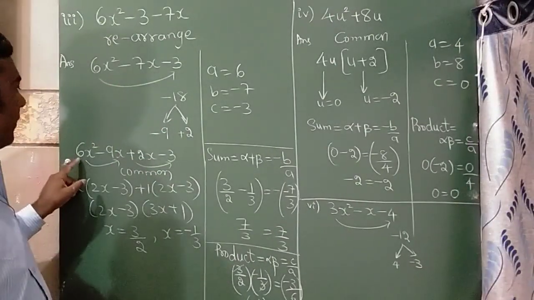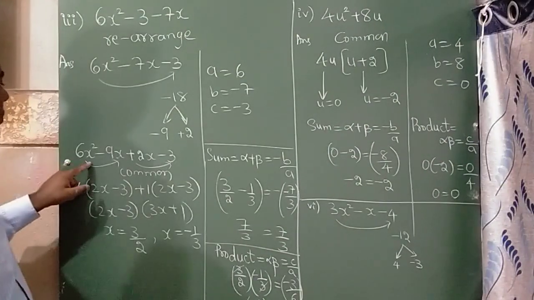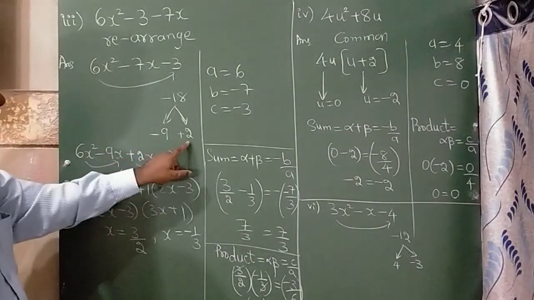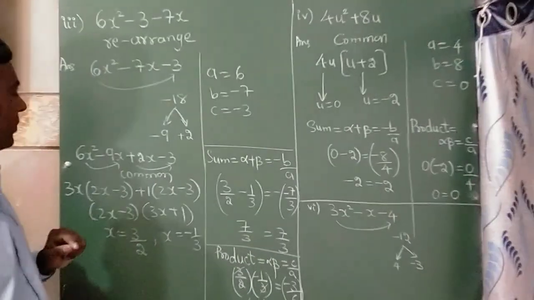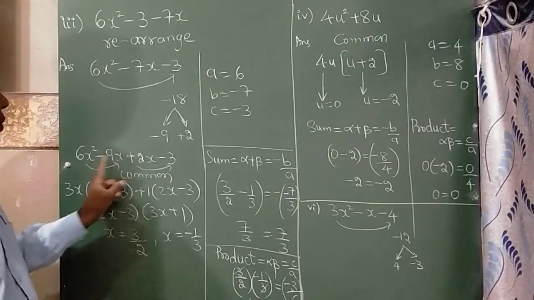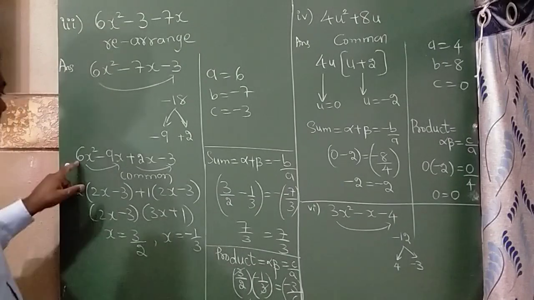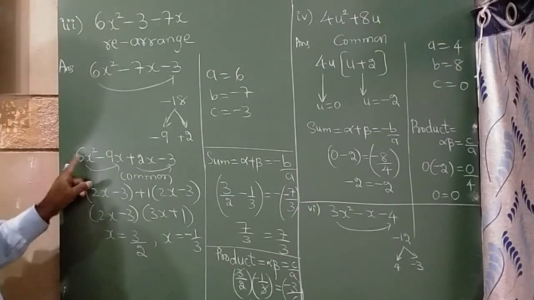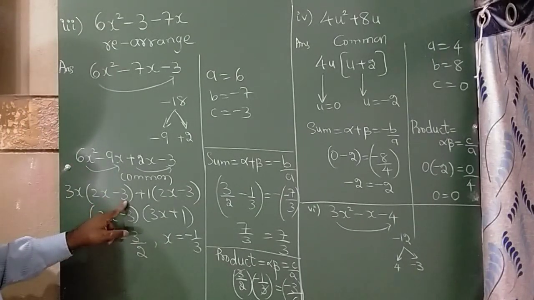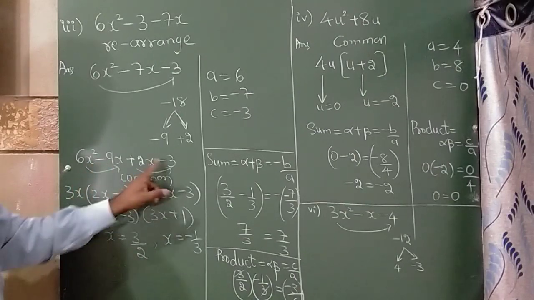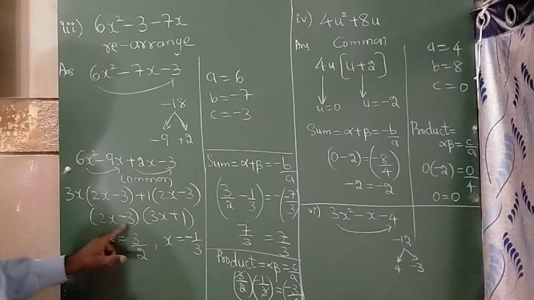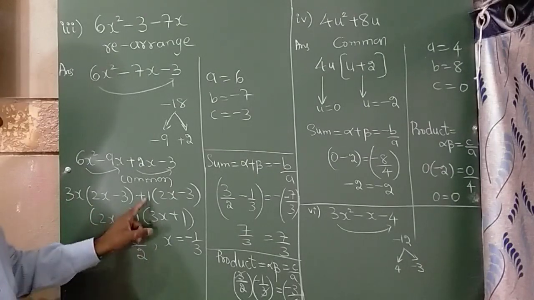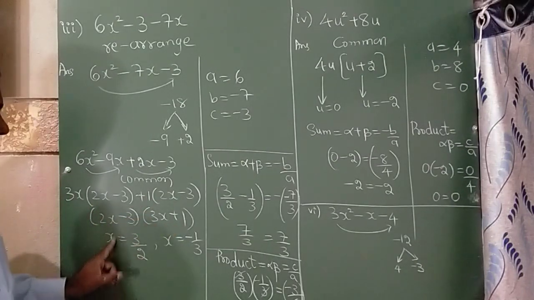Fine. Now I have written here 6x square minus 9x plus 2x minus 3. You should not write this term. Fine. Let me take common in these two. Now this is 3x. So what is the remaining? 2x minus 3. You will get this term. There is no common in this, so I have taken 1. Write the same as it is. So write 2x minus 3. This 3x right here, plus 1 right here. x is equal to minus 3.